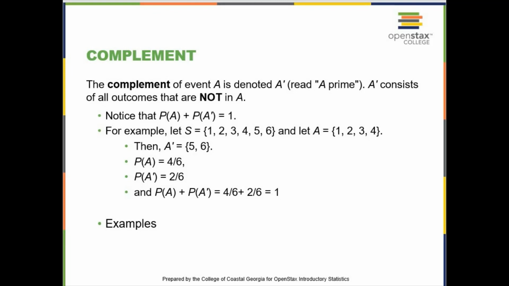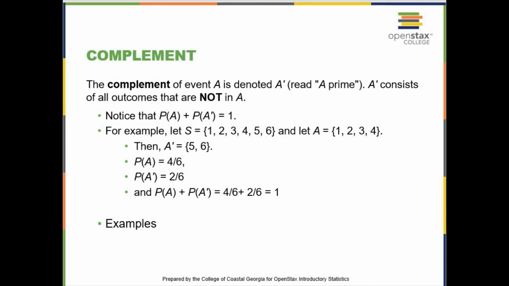Another concept that we need to understand is the complement. The complement of an event A is denoted by A prime, and we read it A prime. A prime consists of all outcomes that are not in A. Notice that the probability of A plus the probability of the complement of A is equal to 1. For example, if the sample space S is 1 through 6, and A is the event 1, 2, 3, 4, then the complement of A, A prime, is 5 and 6.